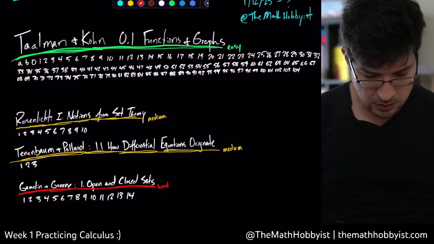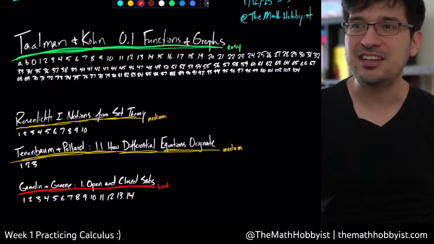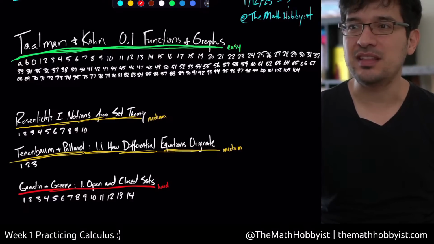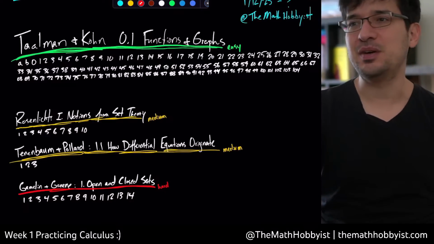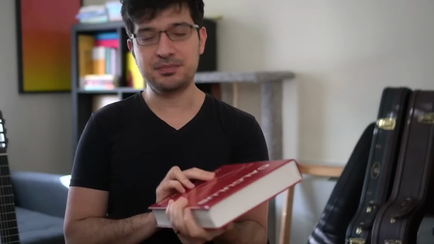So, Taalman and Cohn. This matches exactly the pattern that I introduced in one of my first videos, that the hardest books are tiny, or some scary books are tiny is really more accurate. This one is fairly large, fairly friendly, undergraduate, first semester calculus.